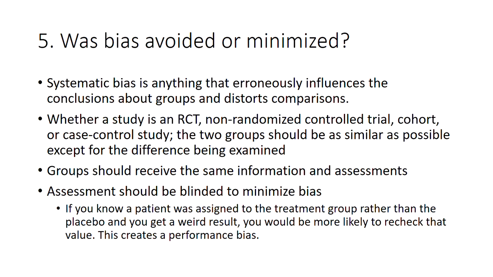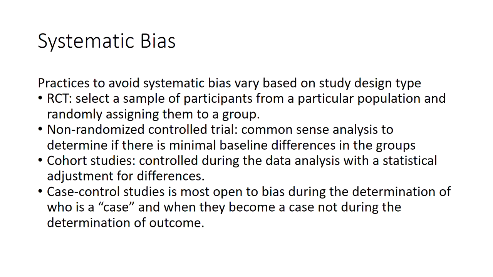The assessment should be blinded to minimize bias. If the researchers know who's getting the treatment and who's getting the placebo, and a patient assigned to the treatment group gets a weird result, that researcher is probably more likely to recheck that value. Whereas if that person was receiving the placebo, they might not recheck it. And this creates a performance bias.